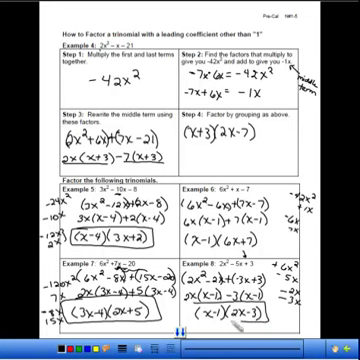Okay? And so there we are. And that's how you factor by grouping. You need to print out the review and work on that. We'll have a test coming up.